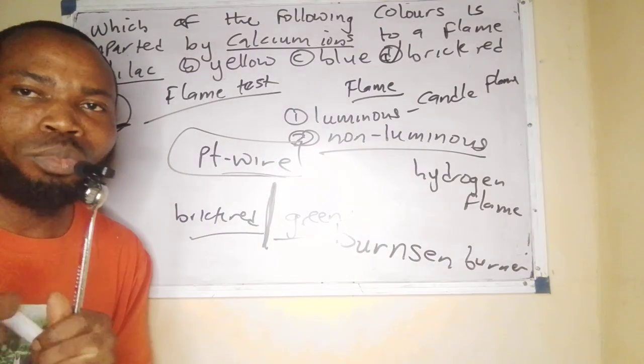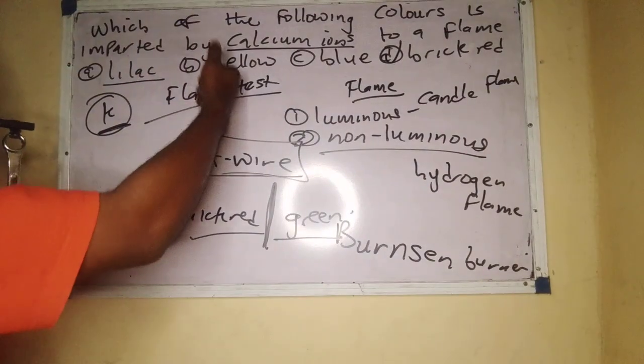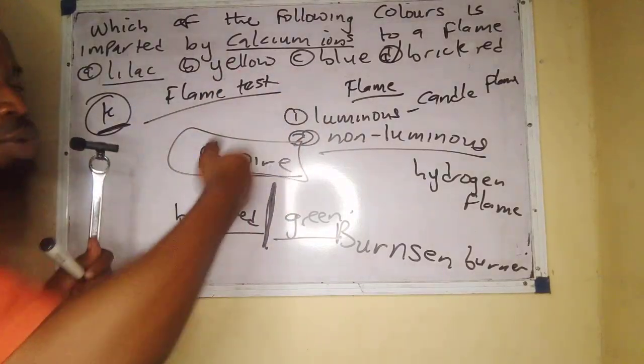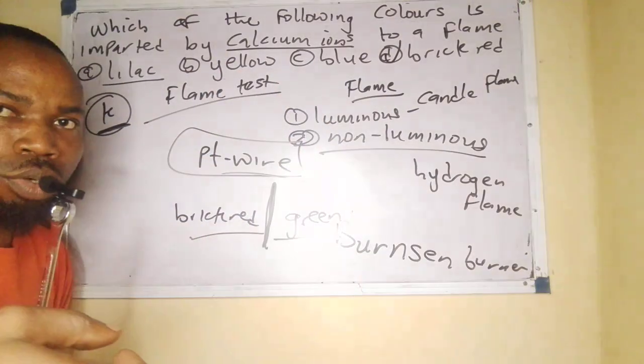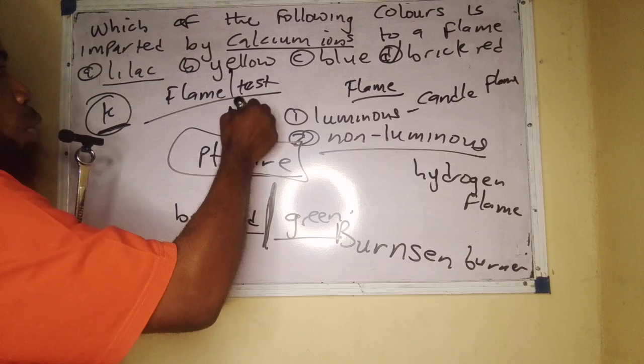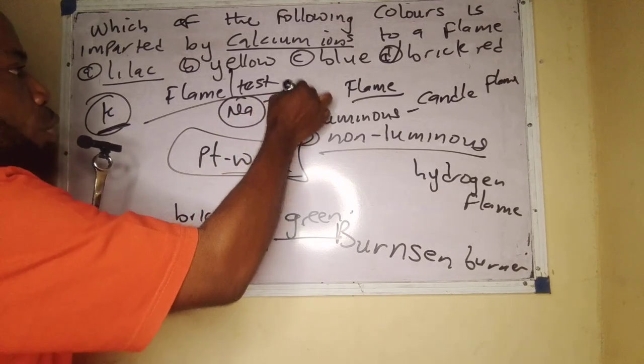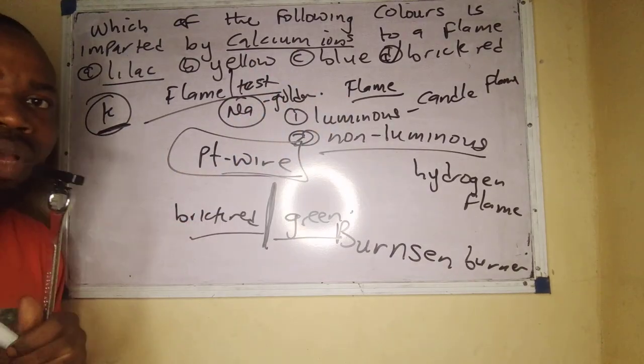Now, you begin to ask me, which one gives a yellow coloration? It's actually a golden yellow coloration. Now, sodium gives a what? A golden yellow coloration to a flame test. Sodium gives a golden yellow coloration.